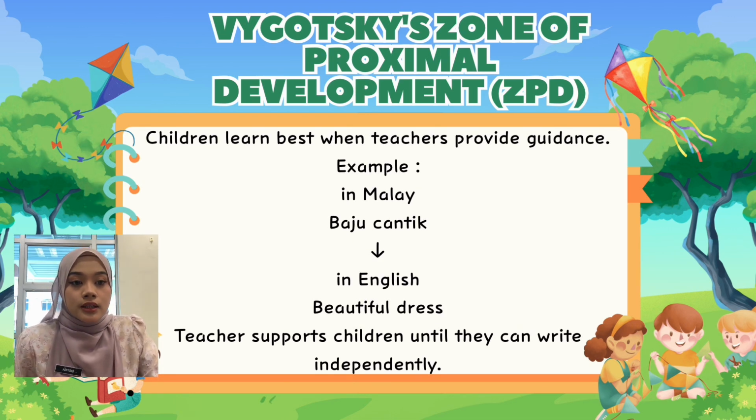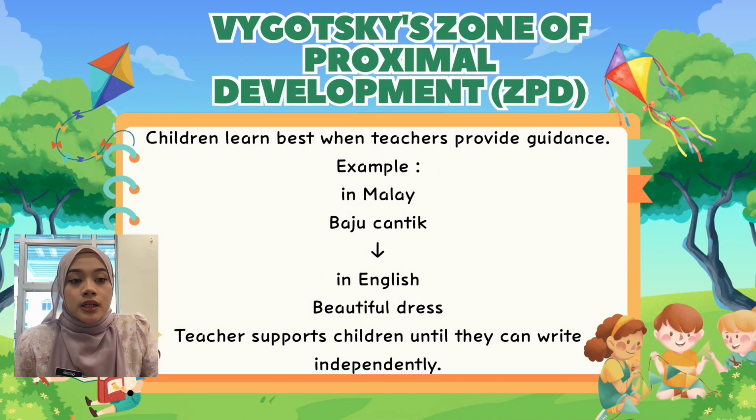When children are learning two languages like Malay and English, teachers need to explicitly teach them to understand the different grammar rules for each language. Let's look at a clear example. In the Malay language, the describing word comes after the naming word, such as baju as noun and cantik as adjective. However, in English, the rule is the exact opposite. The describing word must come before the naming word, giving us beautiful as adjective, dress as noun.